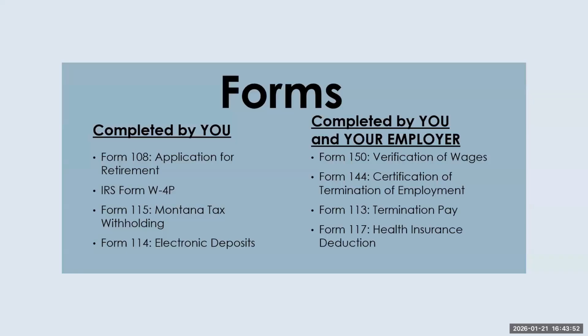There are some additional forms that you and your employer have to complete. And there's Form 150, verification of wages, Form 144, certification of termination of employment, Form 113, the termination pay form, and there's also Form 117, which is the health insurance deduction form. And once again, I'm going to go individually through each one of these forms and help you make sure you complete them completely. So I'm just going to switch here real quick to my packet.